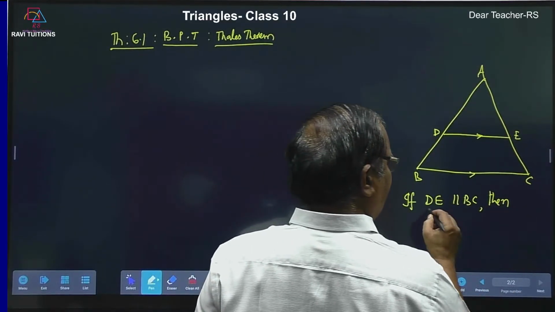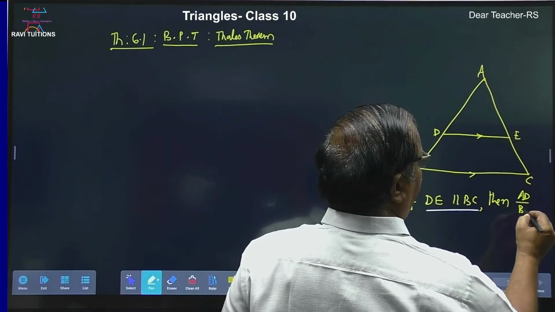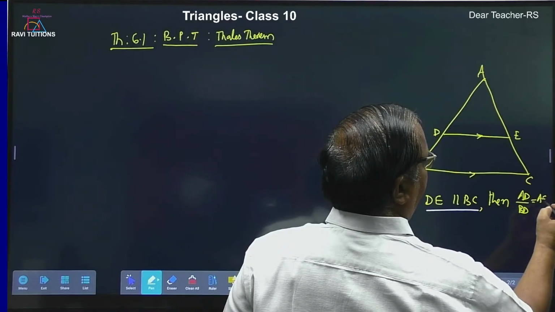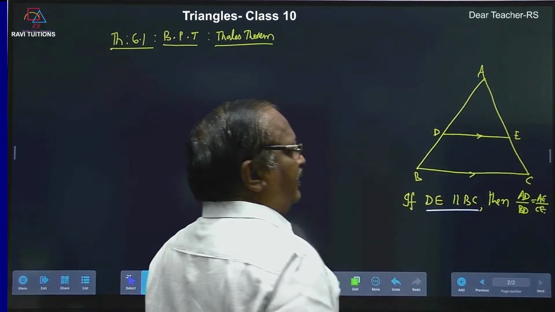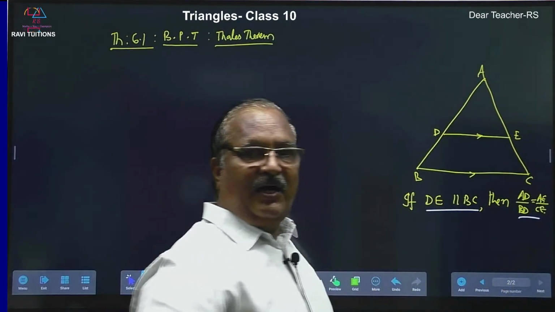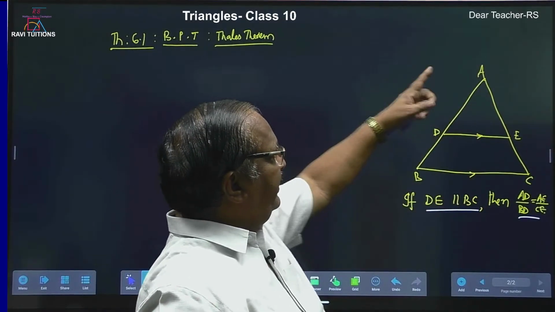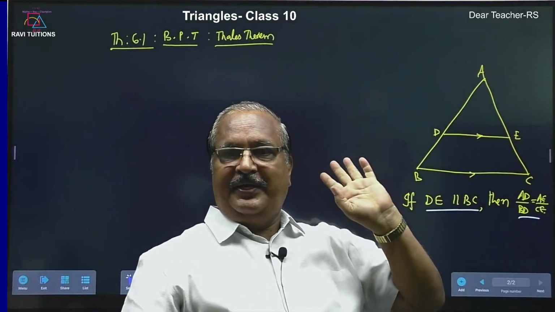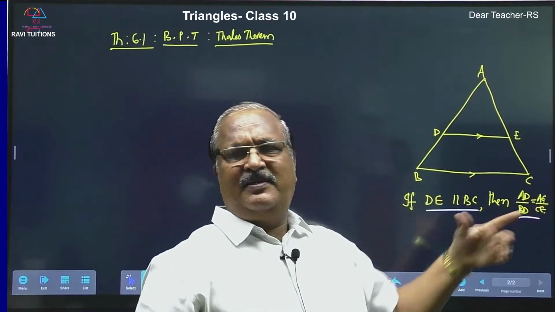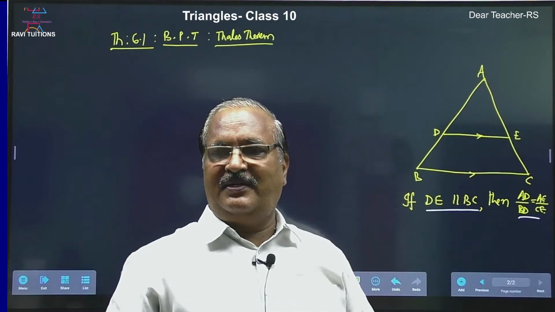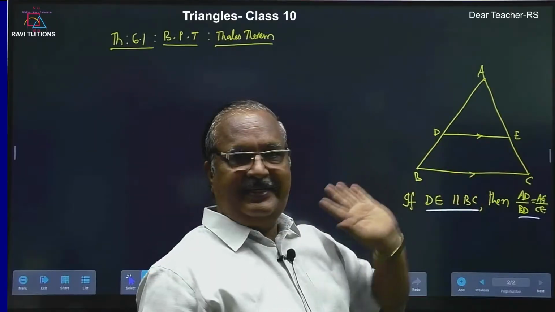So this is the condition. Then what is the result? AD by BD is equal to AE by CE. So this is condition, result, output. If DE is parallel to BC, then AD by BD is equal to AE by CE. If you are able to write this result, then over 50% you have learned.